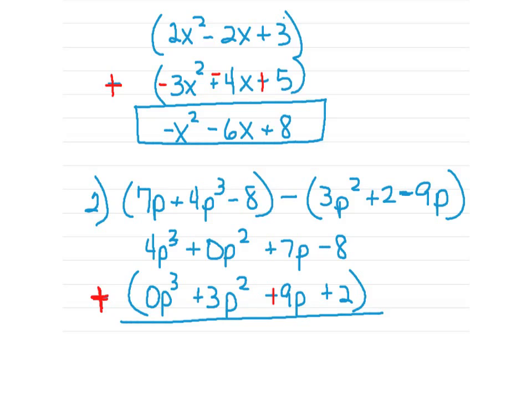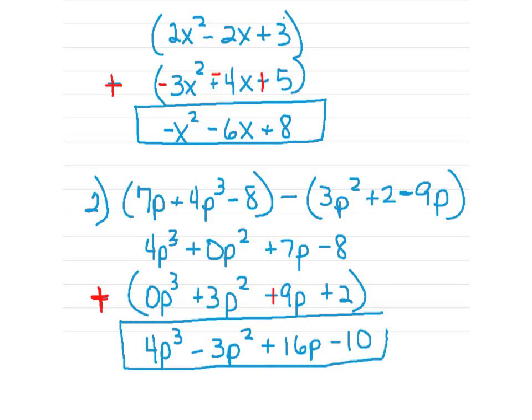Okay, so let's add. We have 4p cubed, negative 3p squared, positive 16p, and negative 10, minus 10. And that's the difference of those two polynomials.